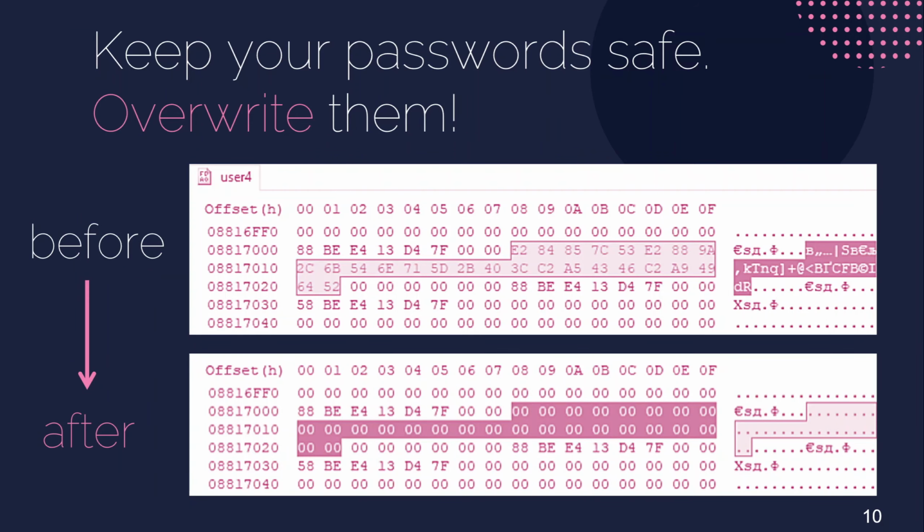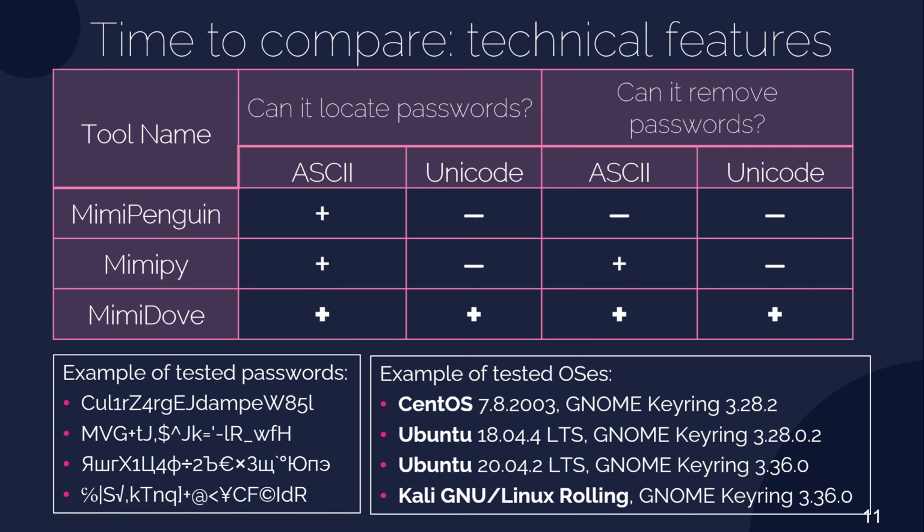Here we can see the memory content before and after overwriting. Now attackers cannot extract users' passwords from the memory. The comparison table is here. We can see that MiniDaf has the following advantages. It can locate and overwrite passwords regardless of their alphabet, ASCII and Unicode symbols.